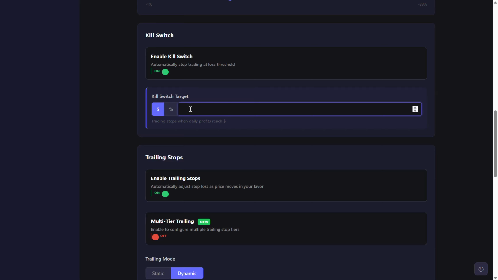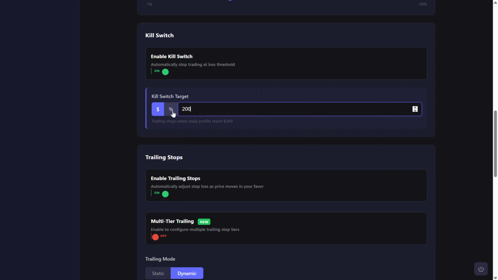So if you were to say $200, then your bot will stop trading once your realized profit is $200 or more. Okay, so if you're currently in a trade and it goes above $200, it's not going to take you out of that trade. This only calculates off of closed trades.